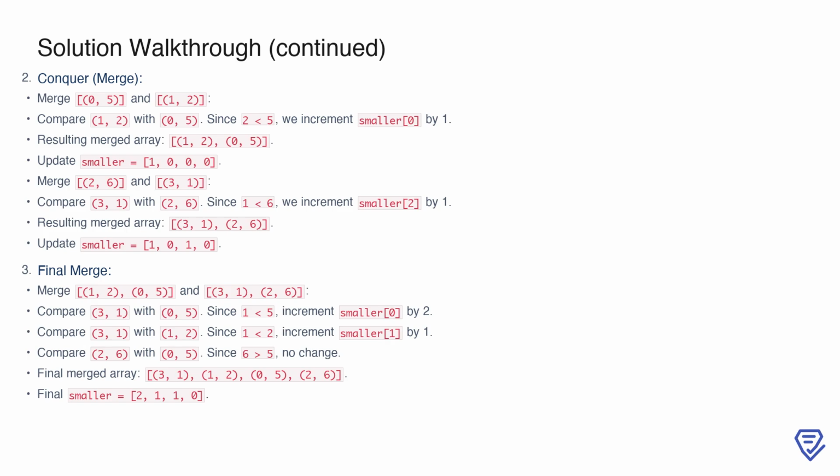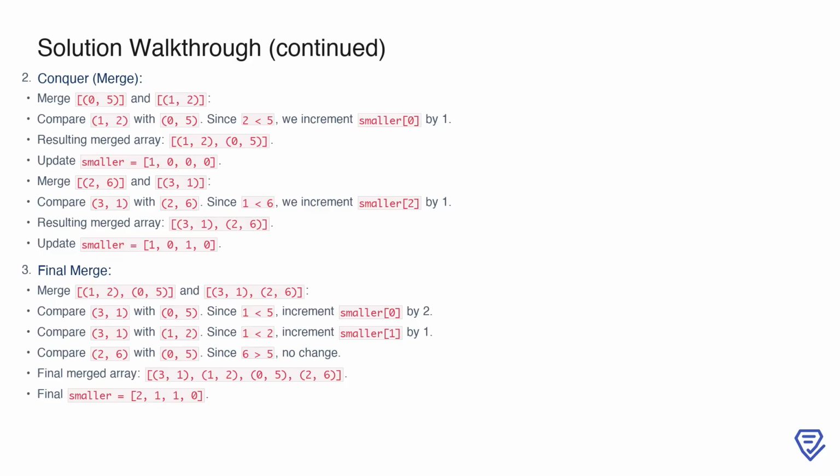Similarly, we merge (2, 6) and (3, 1). Here, 1 is less than 6, so we increment smaller[2] by 1. The merged result is (3, 1), (2, 6), and smaller is updated to 1, 0, 1, 0.